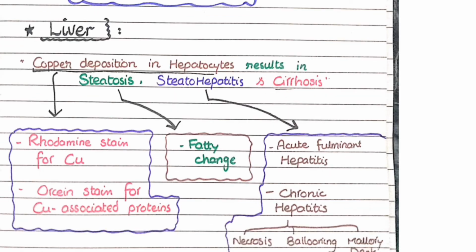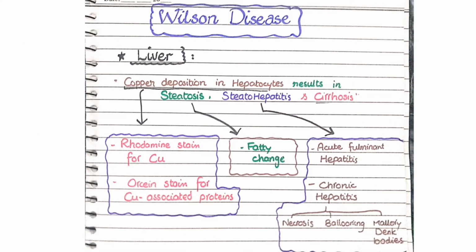Now the last keyword is cirrhosis, and the meaning is self-evident: at the end stage of Wilson's disease you will see a cirrhotic liver. So these are the morphological changes in Wilson's disease: copper deposition in hepatocytes results in steatosis, steatohepatitis and cirrhosis.